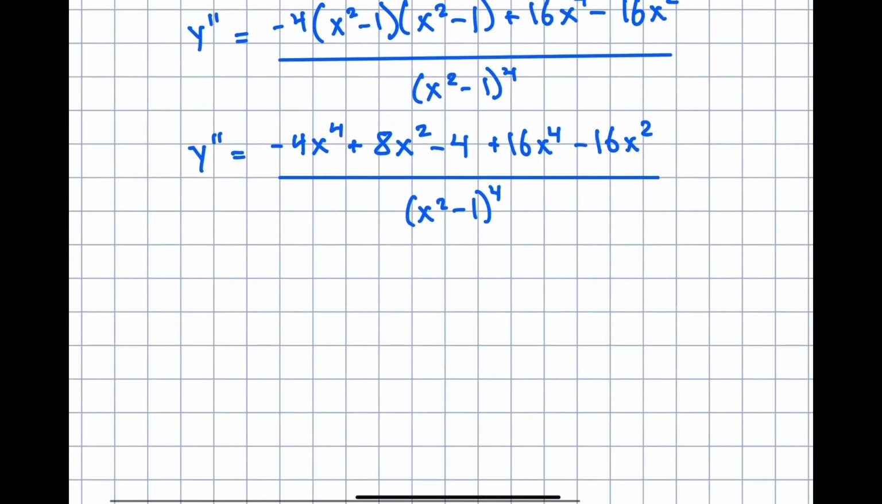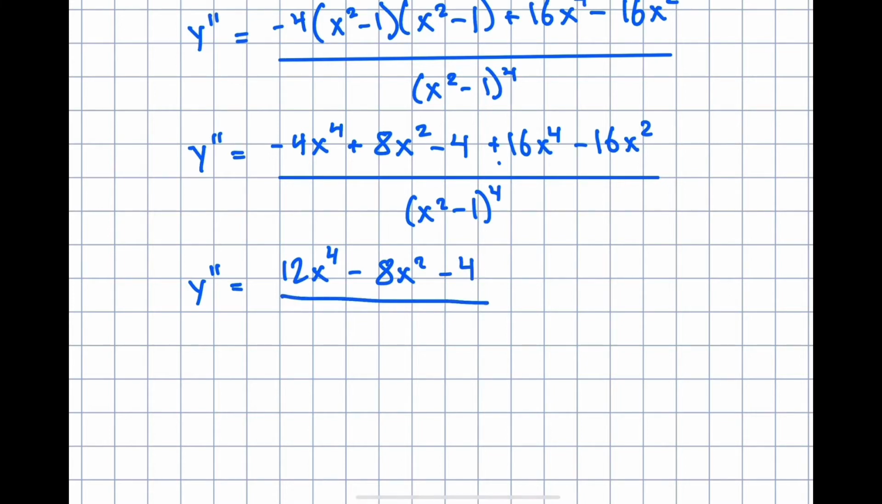Okay, so from here, we're going to collect like terms on our numerator. So that's going to net us 12x to the power of 4, the 16 minus the 4, minus 8x squared, plus 8x squared here, minus 16x squared here, and then minus 4. And then that's going to be divided by x squared minus 1 to the power of 4.